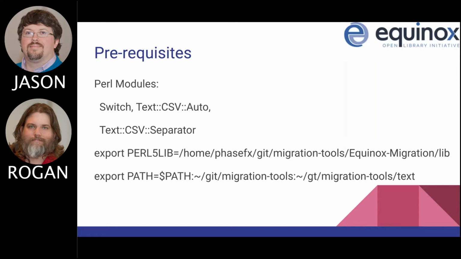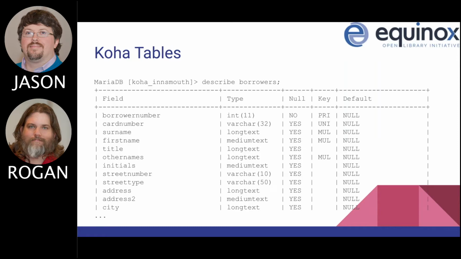The PERL5LIB, that's optional. If you're going to use the MARC cleanup utility, then you need that. I sometimes have trouble installing Text::CSV::Auto. Often I put those directly into the Equinox migration lib directory, and when I do that, I need the PERL5LIB as well. The other thing about MARC cleanup, it's good for adding tags sequentially numbered on the fly, and you don't often need to do that with Koha migrations.